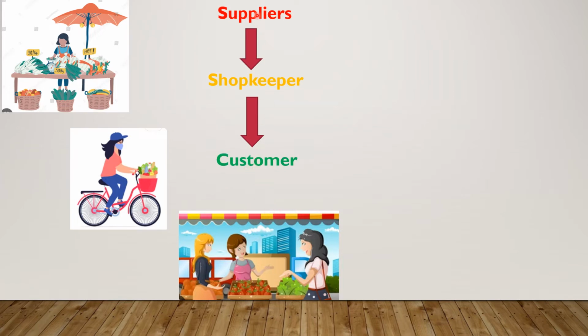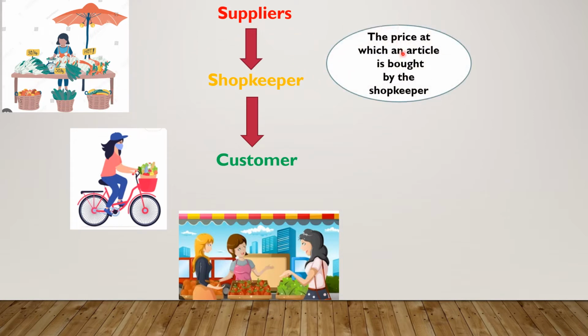From the supplier to the shopkeeper, they are selling fruits for some amount. Maybe it is very less compared to what the customer pays. So I'll go through the topic. The price at which an article is bought by the shopkeeper, what is the price they are paying? That price we can say is the cost price. The shopkeeper is buying some articles from the supplier; that we can say is the cost price, right?